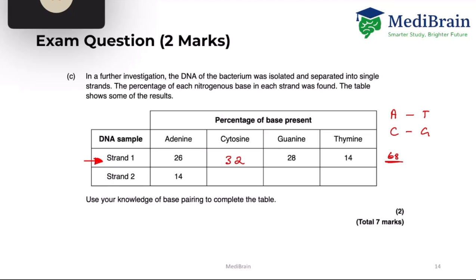Now, that's strand 1. So in strand 2, the cytosine pairs with the guanine. The amount of cytosine present in strand 1 should be the same as the amount of guanine present in strand 2. This should be 32 as well, because 32 guanines will pair with 32 cytosines. Because cytosine is present in one strand, that's 32%, so that means in the opposite strand, there must be 32% of guanines. So 32% can pair with 32%. Okay.